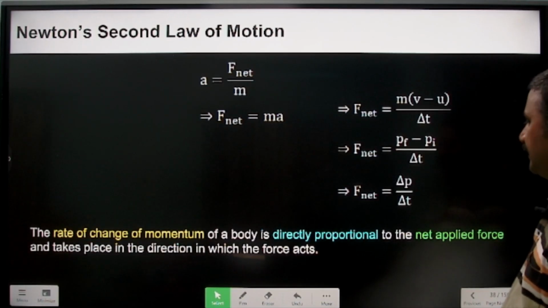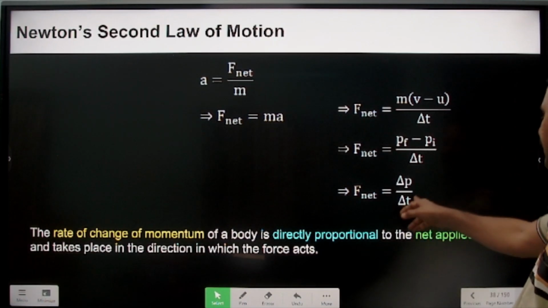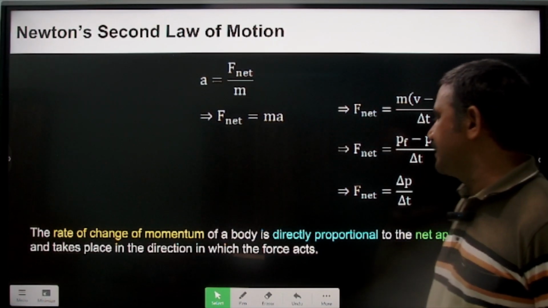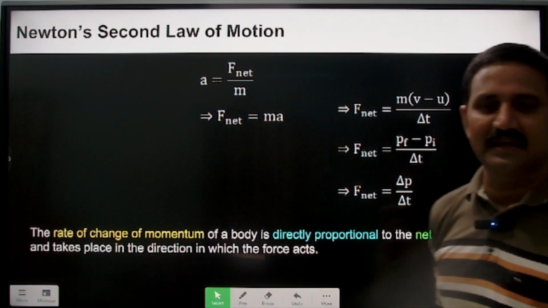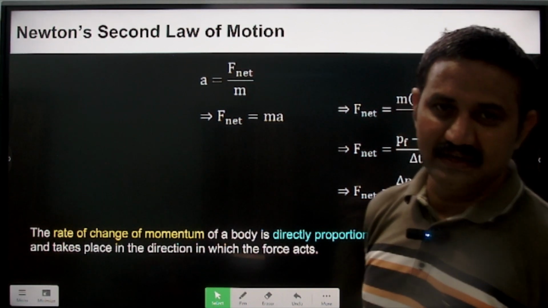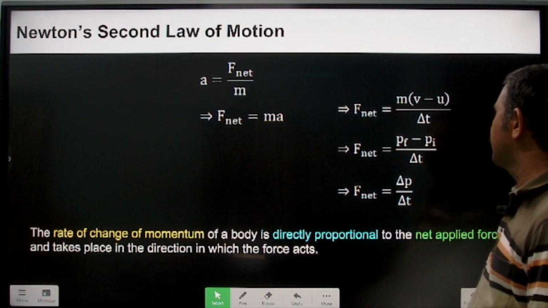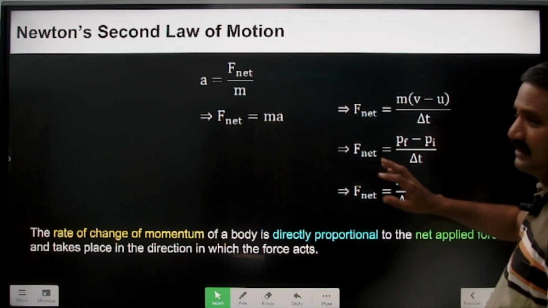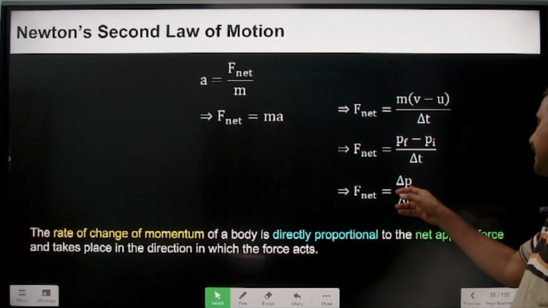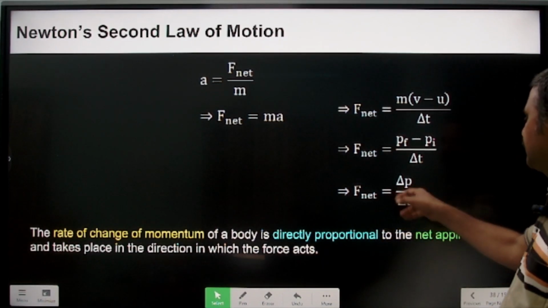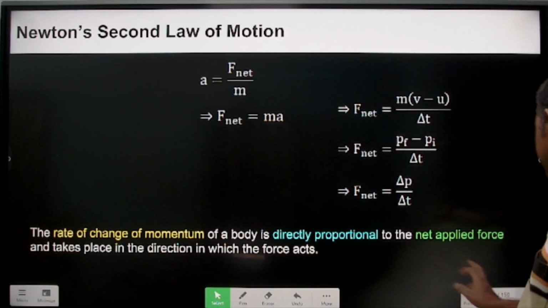So the rate of change of momentum of a body is directly proportional to the net applied force and takes place in the direction in which the force acts. So acceleration is directly proportional to the net force and inversely proportional to the mass of the object. So acceleration a is equal to net force by mass, and that force is equal to change in momentum divided by delta t. F net is equal to delta p by delta t. This is the original form of Newton's second law of motion.